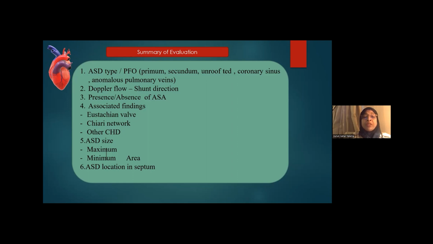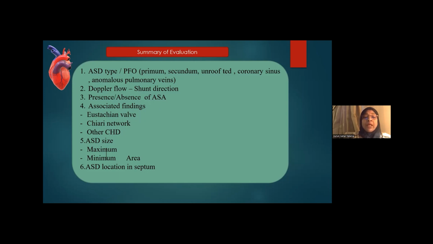Now, presence or absence of atrial septal aneurysm is very important because atrial septal aneurysm is associated with stroke, and also the associated findings like Chiari network and other congenital heart diseases like atrial septal defect, ventricular septal defect, or some complex heart diseases like tricuspid atresia, pulmonary atresia, or transposition of great arteries. And we can also assess the size of the ASD, whether it is a large one or a medium one or a small one.